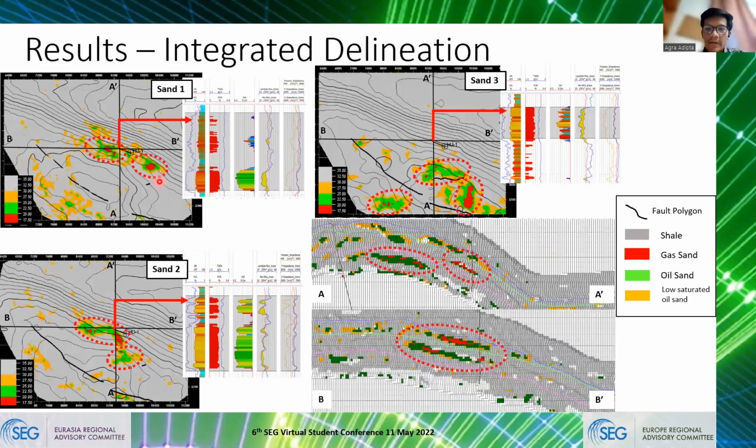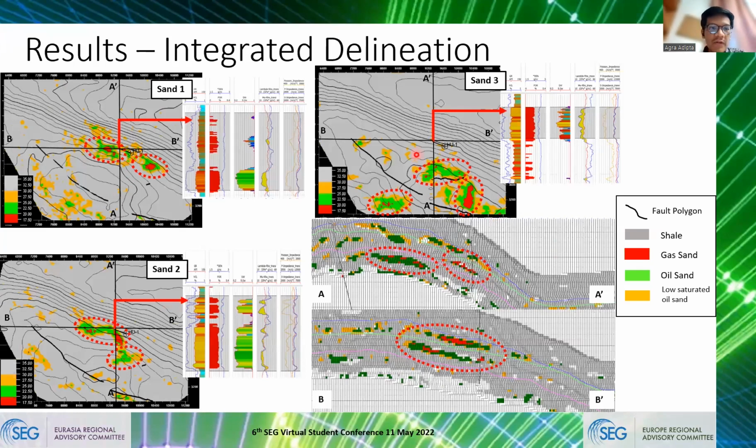The interesting part is the SAN 1 and SAN 2 is penetrated with the exploration well, which is a confirmed presence. And on the SAN 3, we have found new prospects on the top of the structure, which is previously not defined by the previous drilling. So this is the new discovery that we have seen on this study.